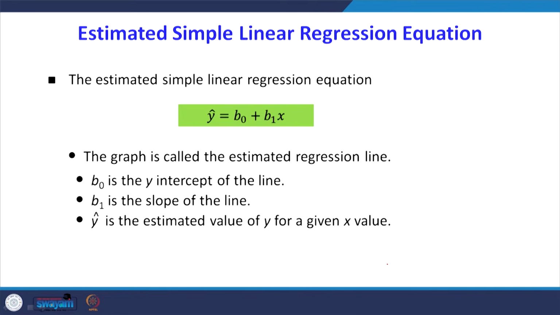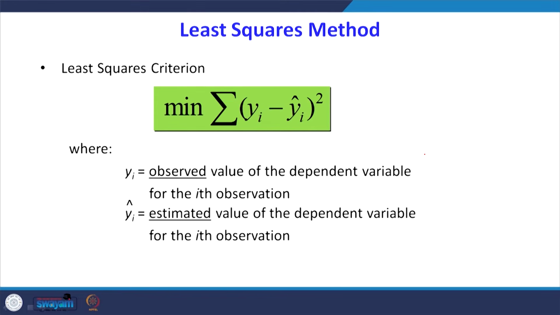The estimated simple linear regression equation is y hat equal to b0 plus b1x. Generally, if I write capital Y and beta 0 plus beta 1x, so if I use capital letters, that is for the population. Whatever I write in small letters is for the sample. So, y hat is the estimated regression line, b0 is the y-intercept of the line, b1 is the slope of the line, and y hat is the estimated value of y for a given x value.